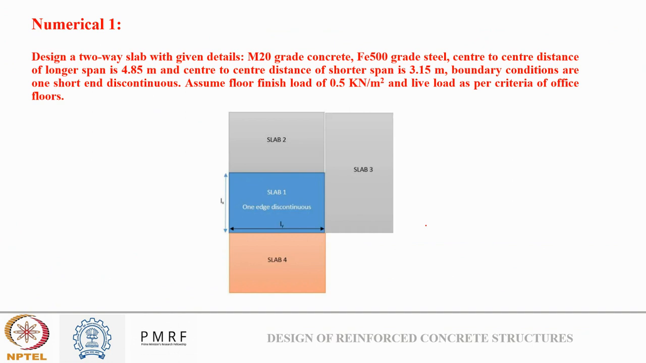What this numerical says: design a two-way slab with given details: M20 grade concrete, Fe 500 grade steel, center to center distance of long span is 4.85, center to center distance of shorter span is 3.15. Boundary conditions are one short edge discontinuous. Assume floor finish load of 0.5 kilonewton per meter square and live load as per the criteria of office floors. Okay, so we have given all the conditions. This is the slab that we need to design. So you can see one short end is discontinuous, and all the other ends are continuous. Okay, so for this slab we need to provide the detailing.